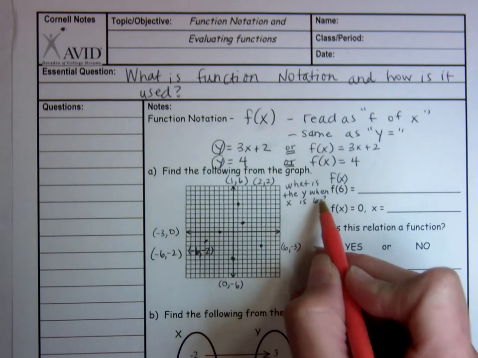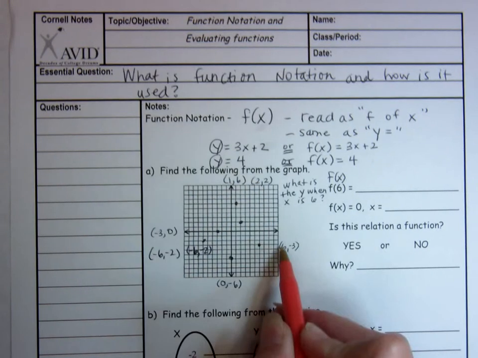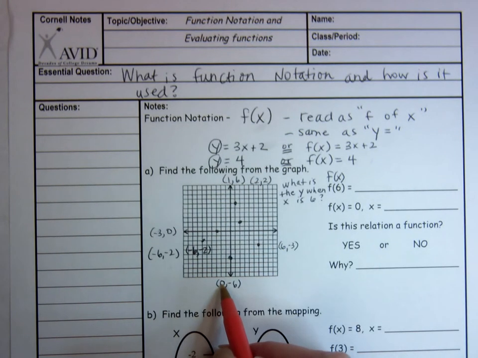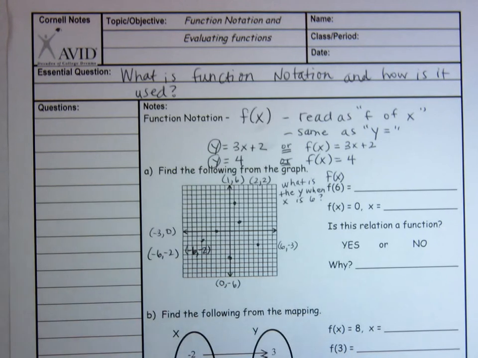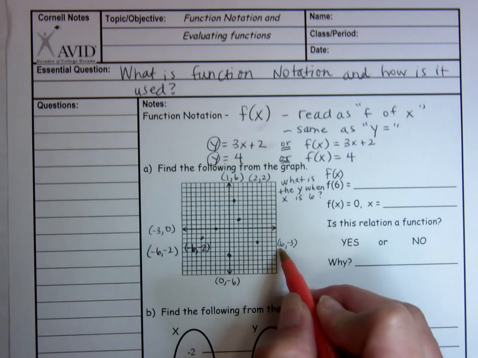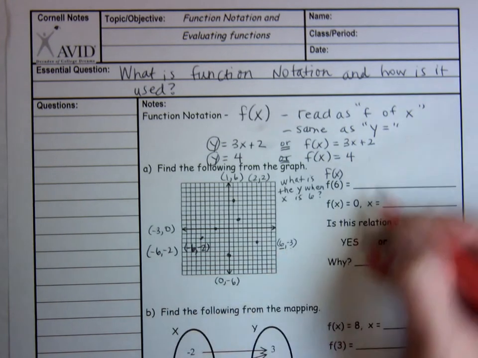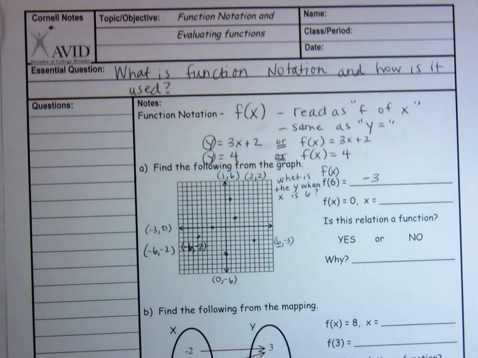So again, the question is, what is the y when x is 6? So x is equal to 6. We're going to look at all the x numbers. Those are the first numbers in the ordered pair. When the x is a 6, you'll notice right here the x is 6 and the y value for that one is going to be -3.